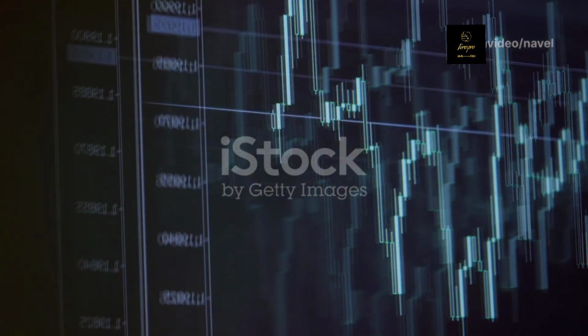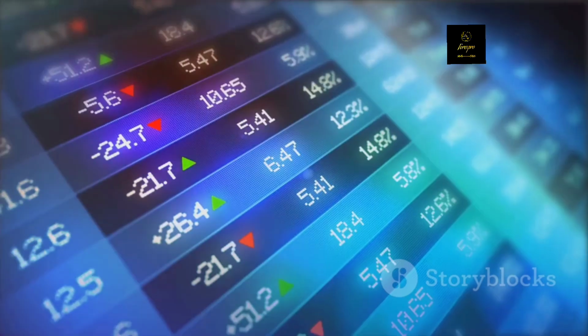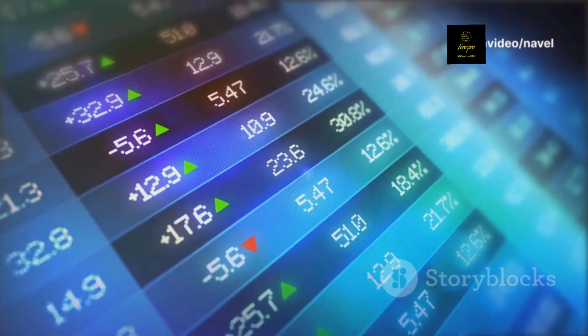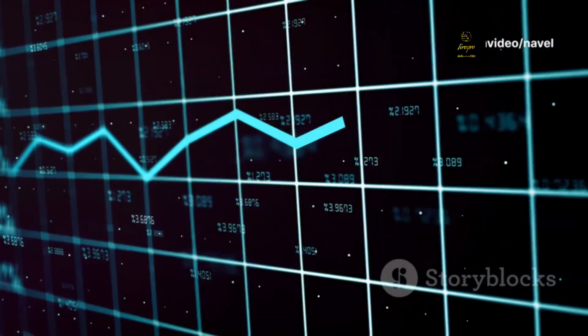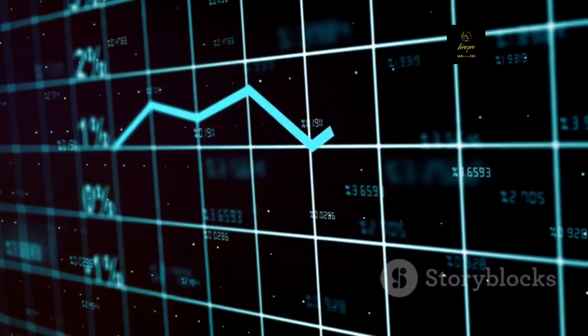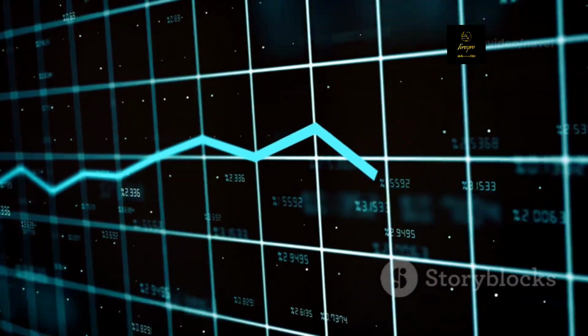In the Forex market, you'll often hear the terms bullish and bearish. These terms describe the overall sentiment or direction of the market. A bullish market is one where prices are rising or are expected to rise. Traders who are bullish believe that a particular currency pair will strengthen and will buy the pair or go long.